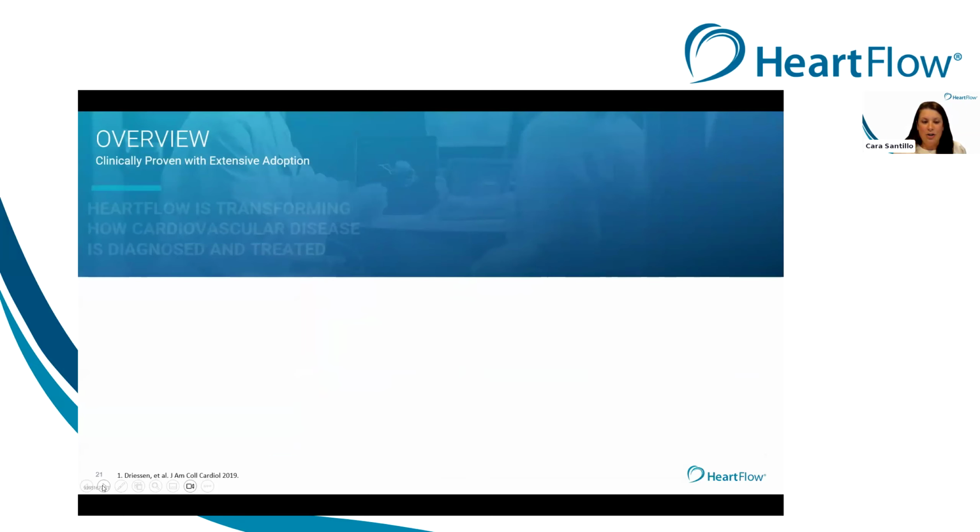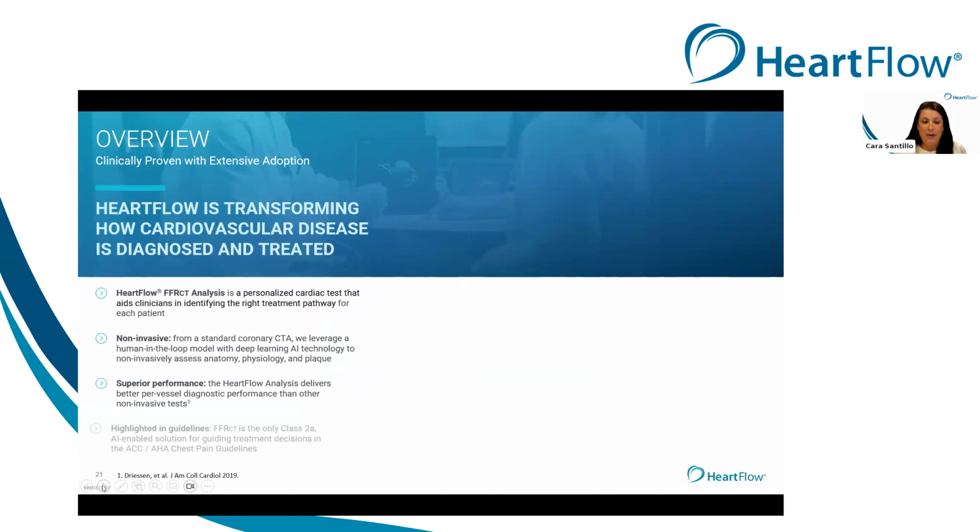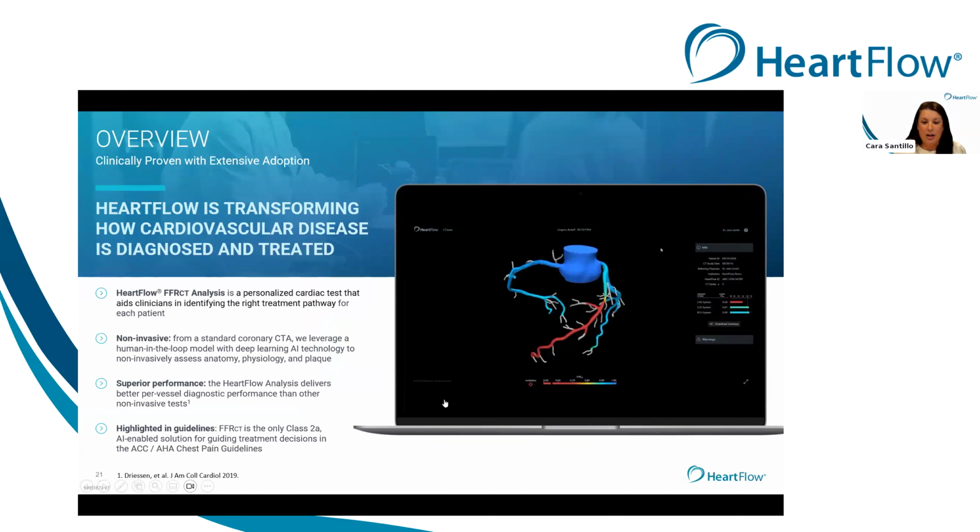And moving on to the discussion of FFR-CT and the HeartFlow analysis, this is one of those technologies that has been extensively studied. There are over 800 peer-reviewed articles on FFR-CT. It is a non-invasive test for coronary artery disease that allows for an understanding of the physiology associated with the coronary artery disease to support physicians in their treatment decision-making around symptomatic patients. It's also included in the latest version of the AHA-ACC guidelines, which were published at the end of 2022, as a Class 2A recommendation for chest pain patients.